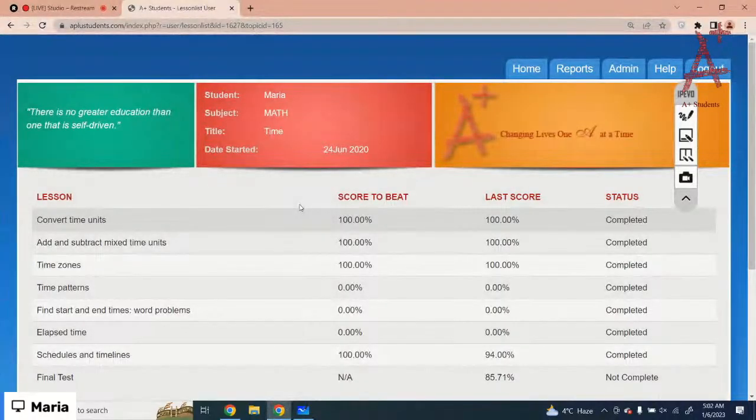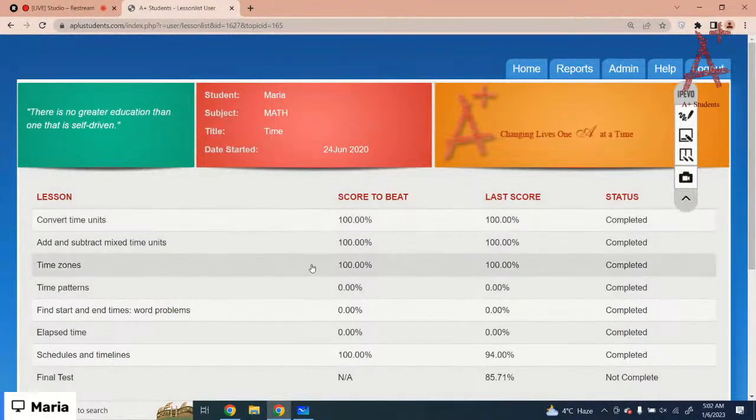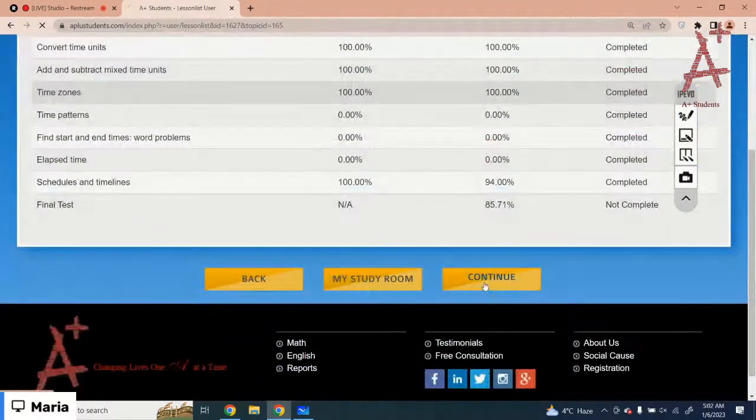Here I am on grade 5 maths. The chapter name is time. So let's start with the lesson, that is time zones.